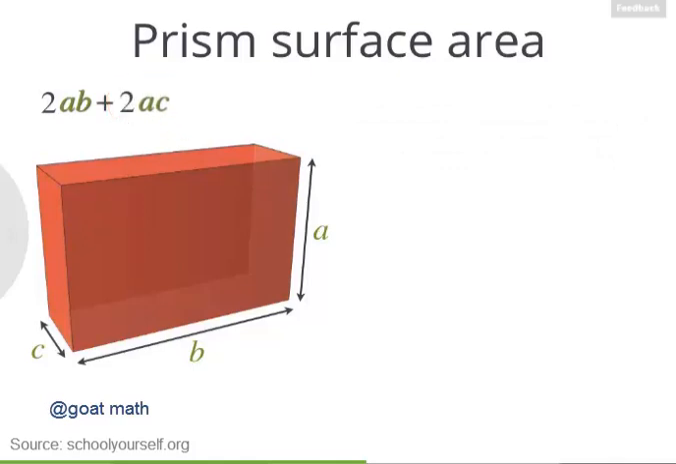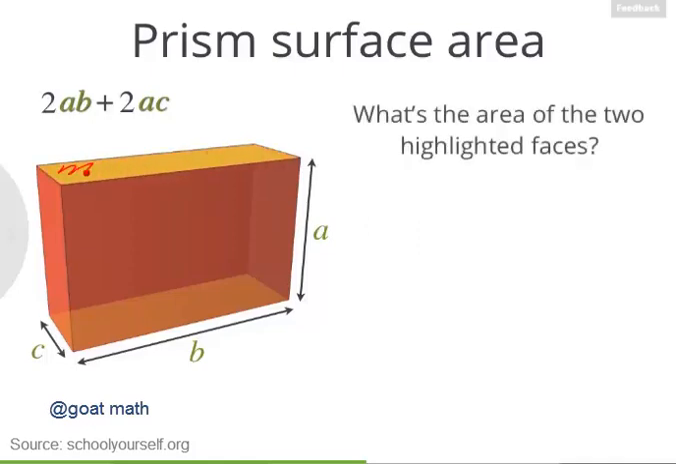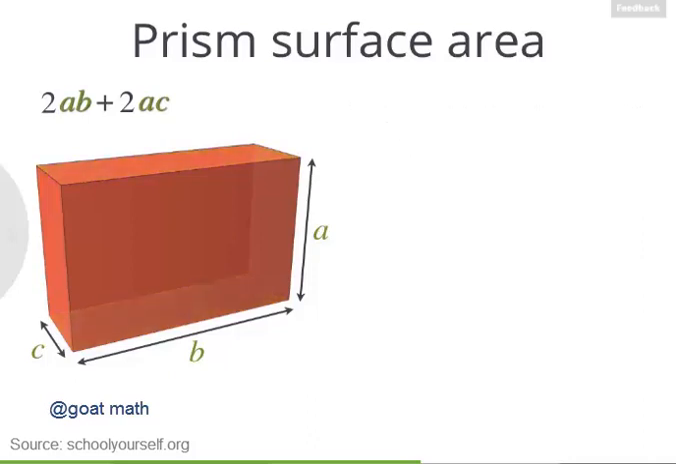So far we've looked at 4 faces, which means we have 2 more to go. One of them is this rectangular face on the bottom of our prism, and the other is this face on top. What's the area of these 2 faces? Right, each of these faces has an area of BC, so together their combined area is 2BC. So here's the surface area of this rectangular prism, 2AB plus 2AC plus 2BC.